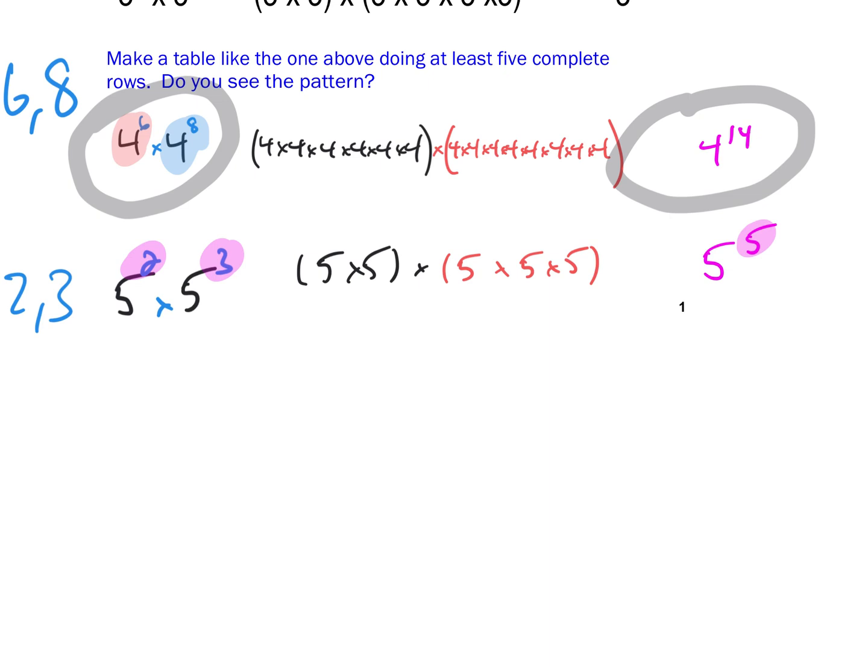So in general, if you have something like x to the exponent a times x to the exponent b, you add the exponents: x to the exponent a plus b. So whenever we multiply powers that have the same base, you add the exponents.